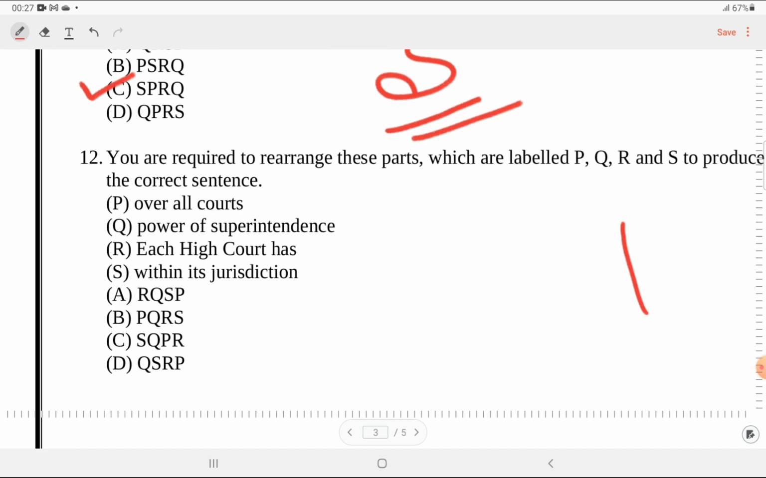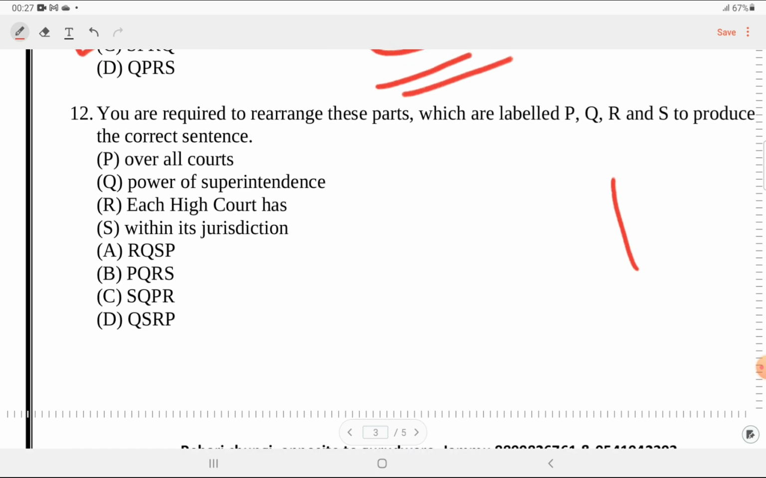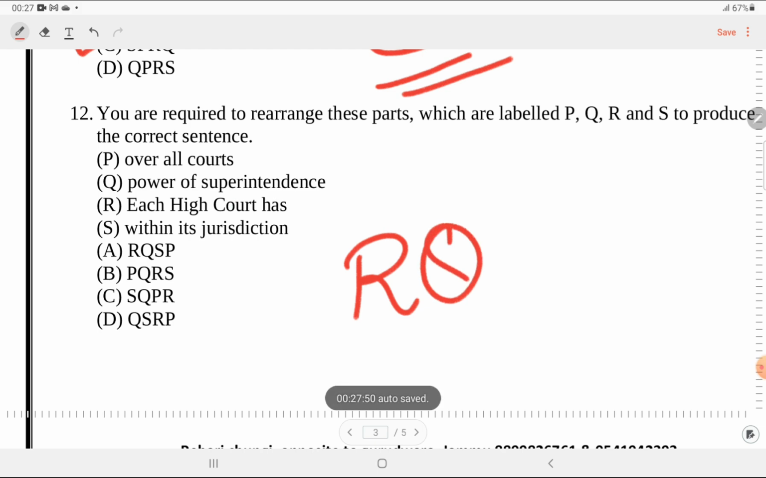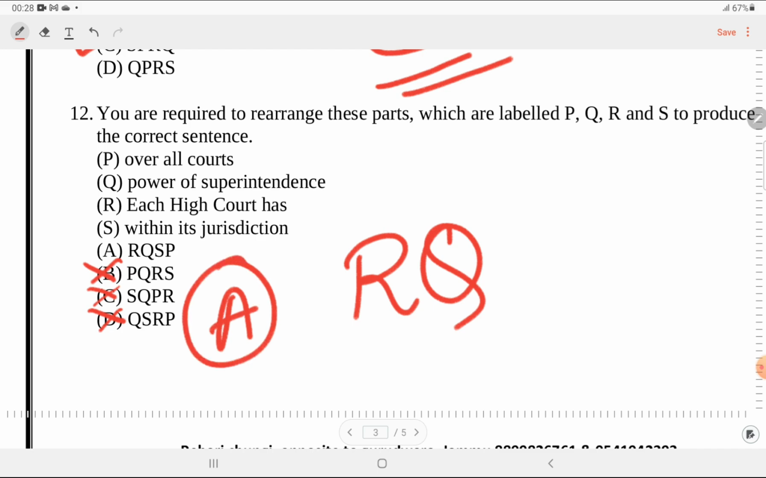12th. Each high court has power of superintendence over all courts. आना चाहिए R, which goes for my linking chain. Now each court has power of superintendence. R and Q should go together. Now R and Q I have in A. I do not have here, and here also. So A is the right one. Read it if you have any doubt.